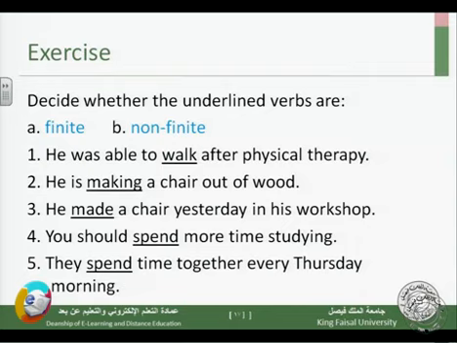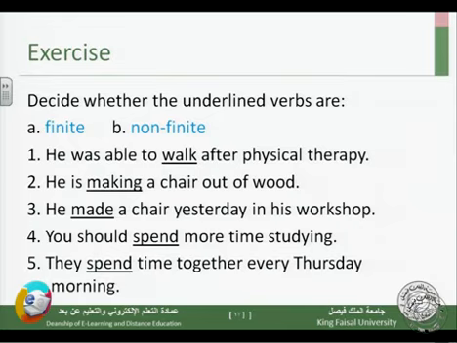Number 4, you should spend more time studying. Okay, so we can change the subject as we wish. We can say they should spend more time studying, he should spend more time studying, I should spend more time studying. You will notice spend never changes. Okay, it doesn't change in this case because it comes after a modal auxiliary, should. Should is a modal auxiliary, and the verb after it is non-finite. So the correct answer for number 4 is B.